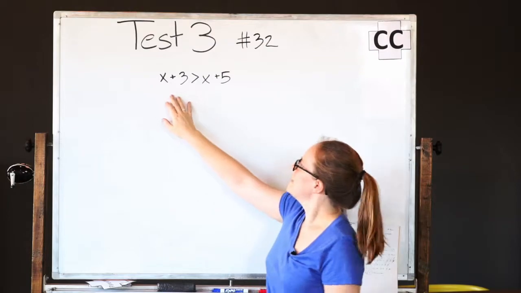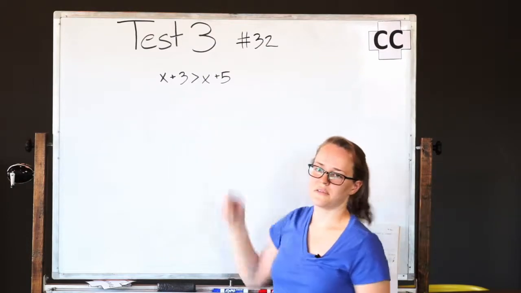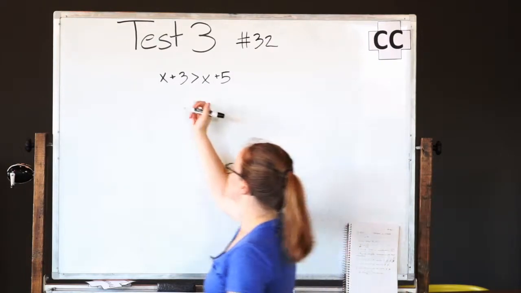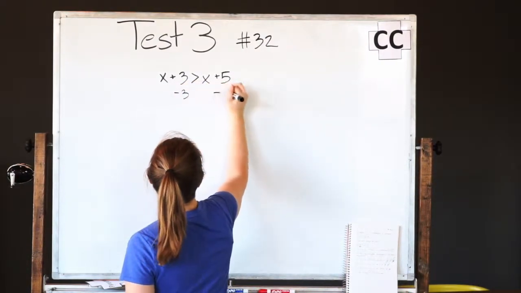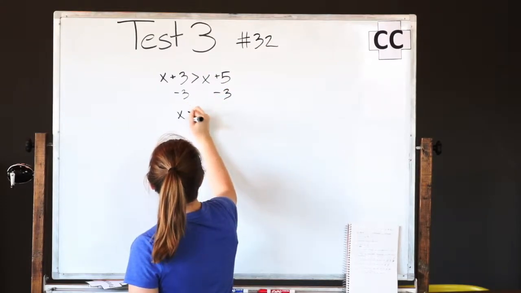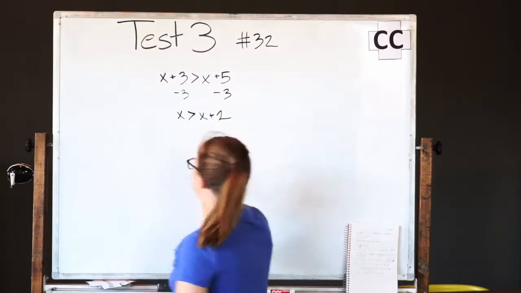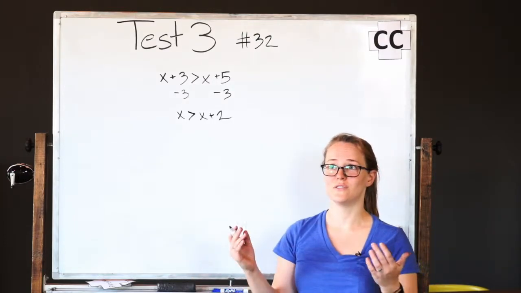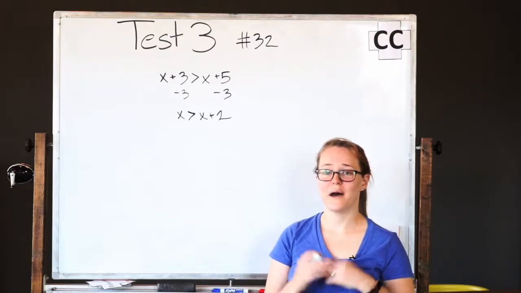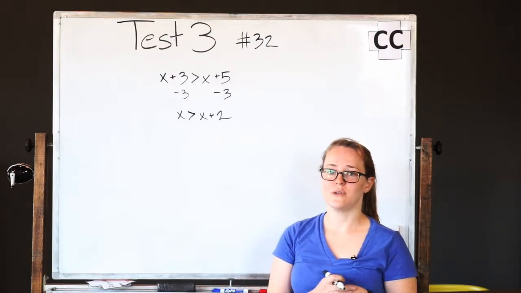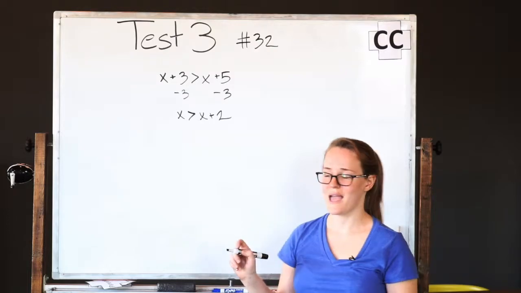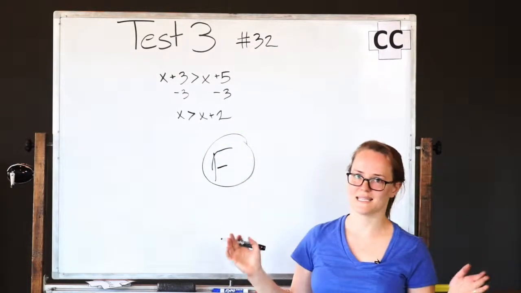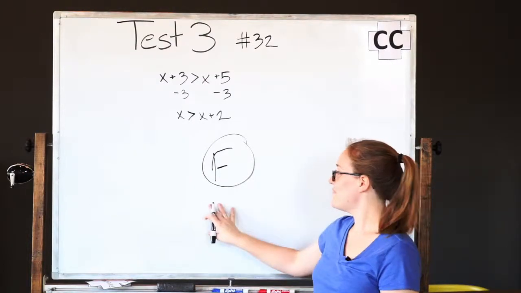This inequality says x plus 3 is greater than x plus 5. So another way to do this is simply to subtract 3 from both sides, and that leaves you with x is greater than x plus 2. Is there any time when x is greater than 2 more than x? It's impossible for that to work, which means you can eliminate G through K again, and all you'll be left with is F, which is the empty set. Nothing is going to satisfy this inequality. So F is the right answer.